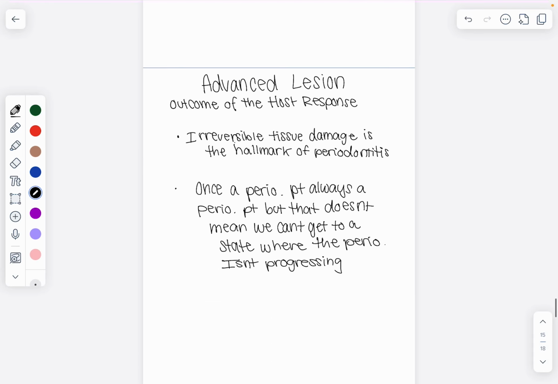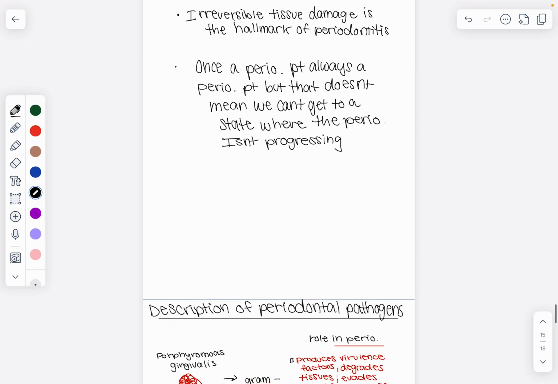Advanced lesion outcome of the host response. Irreversible tissue damage is a hallmark of periodontitis. Once a perio patient, always a perio patient. But that doesn't mean we cannot get to a state where the perio isn't progressing.